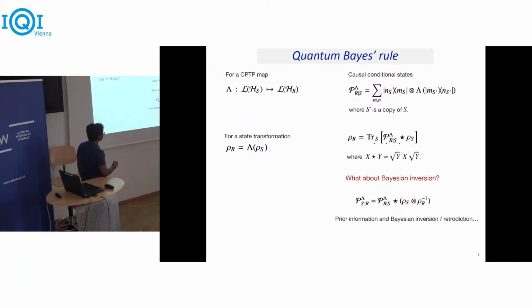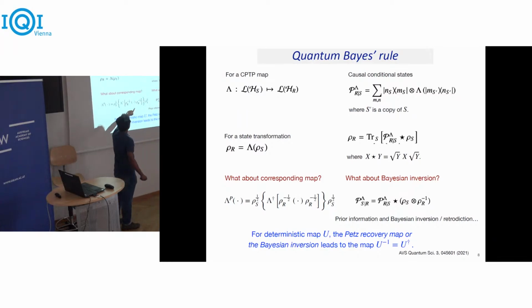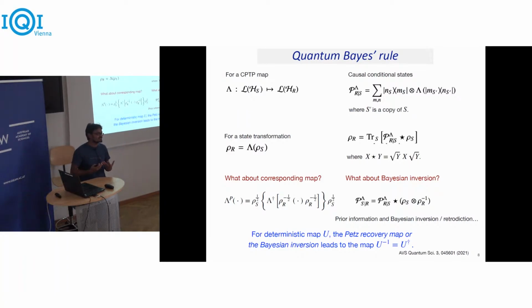Obviously it's interesting, but it turns out that if you look at this causal conditional state and find its corresponding operation, this operation turns out to be the phase recovery map of this particular channel. And the phase recovery map depends on this input, because once I know this rho s, I know this rho r, so it is a function of rho s. The phase recovery map in general is not unique, but if you know a little bit about your initial state, you can always come up with the reverse map.